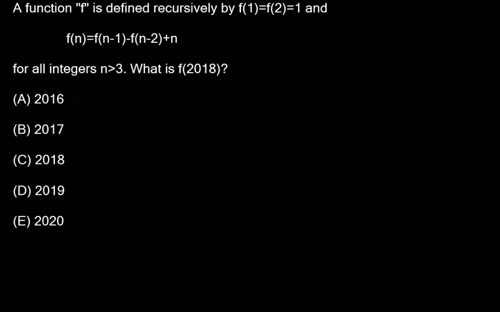Alright guys, this is problem 19 of the AMC 10 test B 2018. It says a function f is defined recursively, that's a strange word, by f of 1 is equal to f of 2 is equal to 1. And for all integers n greater than or equal to 3, what is f of 2018?